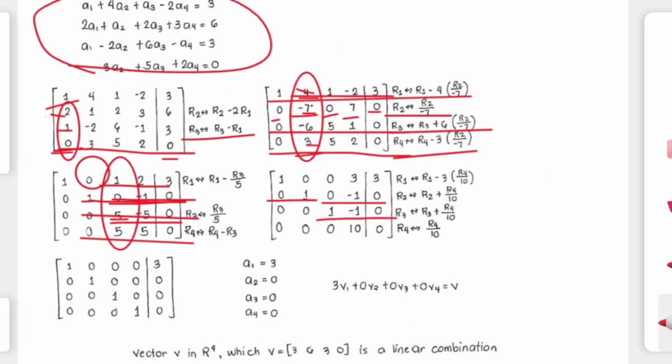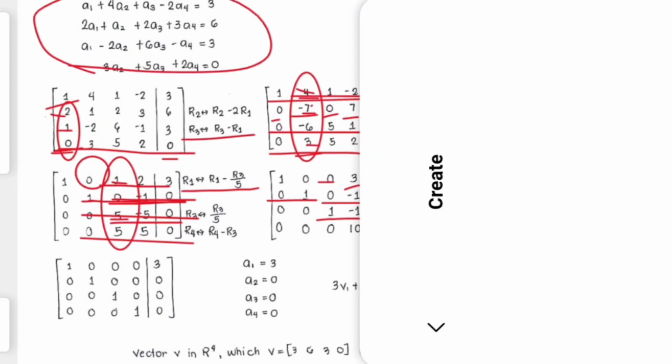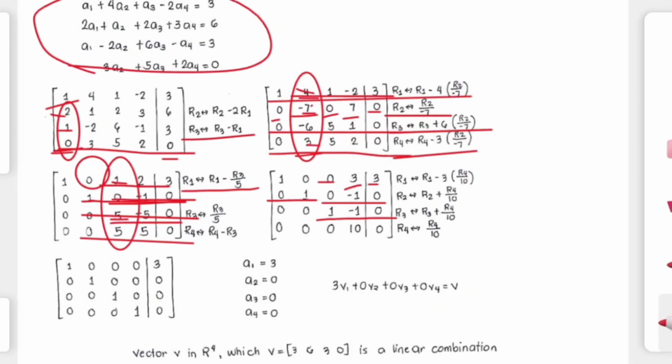And since we have the 1 in row 1, column 3, we have r sub 1 is equal to r sub 1 minus r sub 3 over 5. So we get the 0, and then 2 minus r sub 3 over 5, which is the negative 1, so we got the 3. And then 3 minus r sub 3 over 5, which is 0, so it's equal to 3.